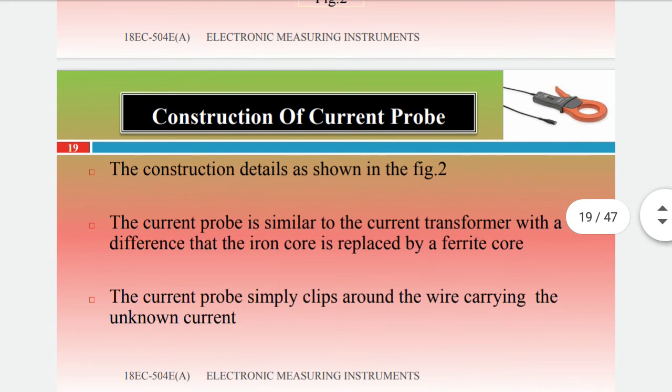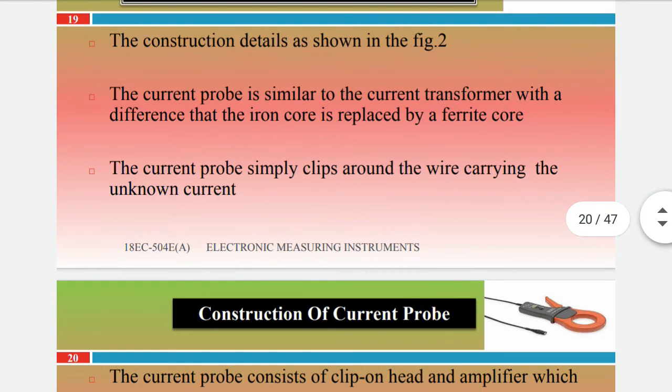The current probe simply clips around the wire carrying the unknown current. This probe provides a method of inductively coupling the signal to the scope input. Hence, a direct electrical connection to the test circuit is not necessary. That means the signal is completely inductively coupled to the scope input. So, this probe can be clamped around a wire carrying an electrical current without any physical contact to the probe.